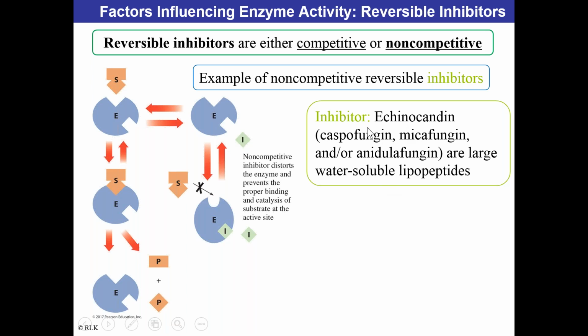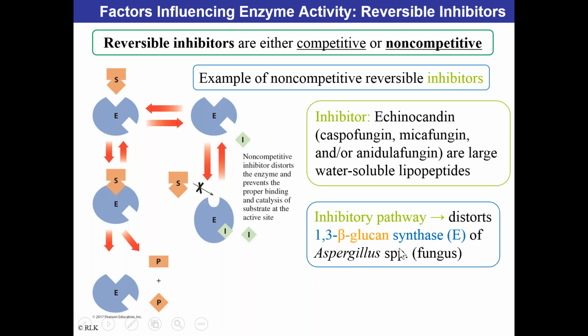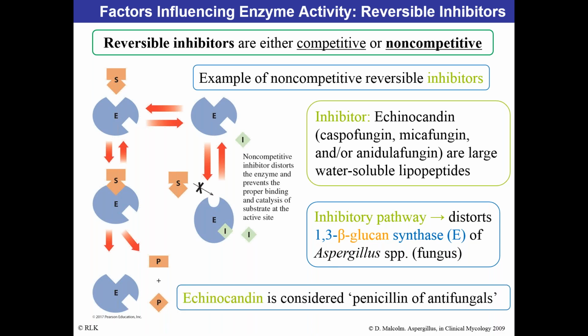In this particular case, you have this echinocandin. I think it's pretty neat. This is a class of lipopeptides. These are water soluble. This would be a good example of an inhibitor, right? And what it does is it distorts the 1,3-beta-glucan synthase of Aspergillus species. So it disrupts cell wall action, okay? It is actually considered the penicillin of antifungals.